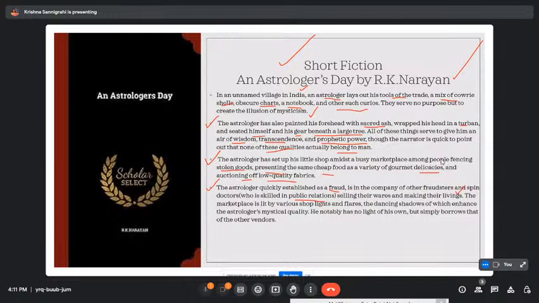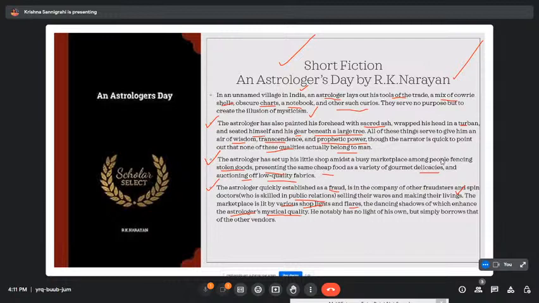So earning money. The marketplace is lit by various shop lights and flares, the dancing shadows of which enhance the astrologer's mystical quality.